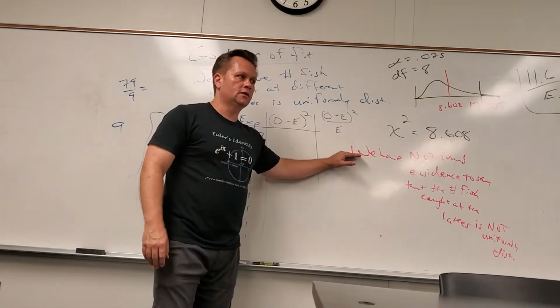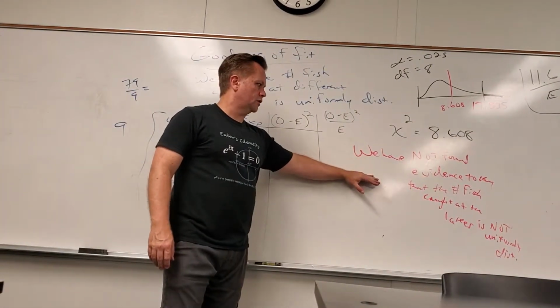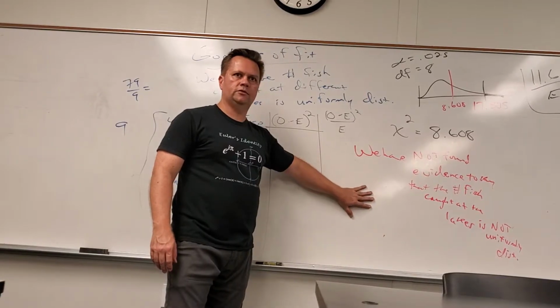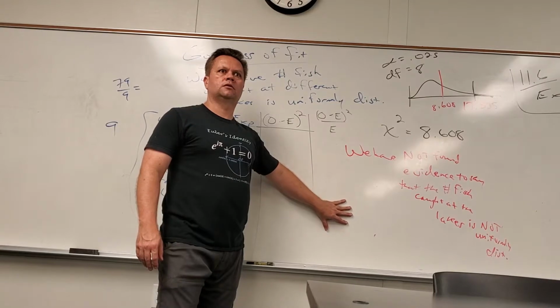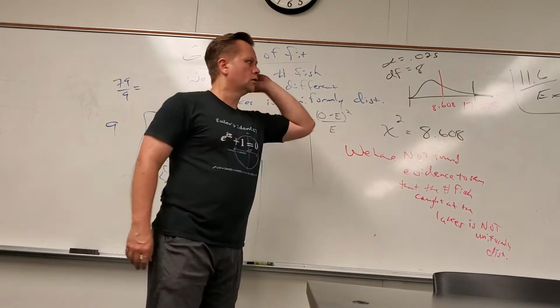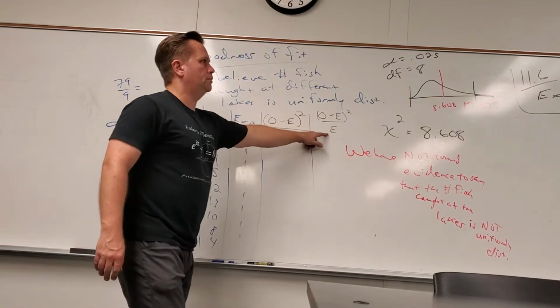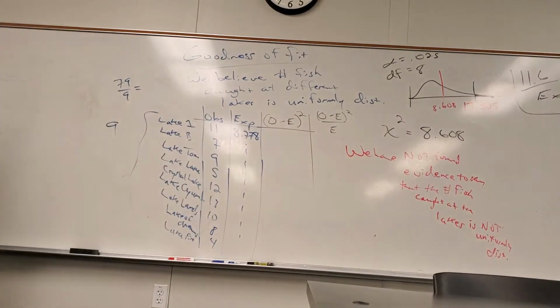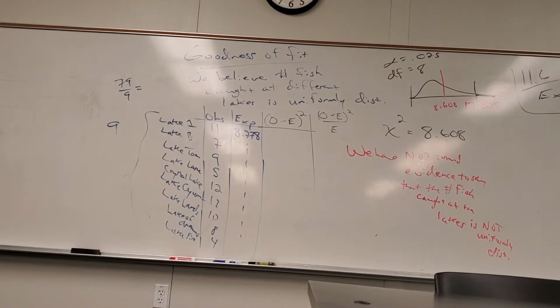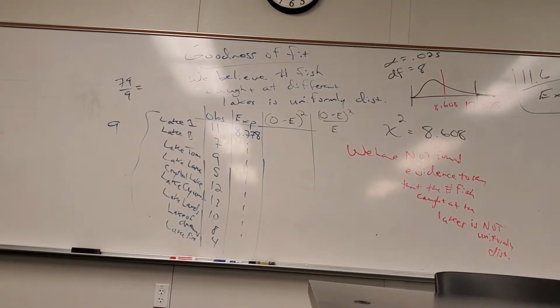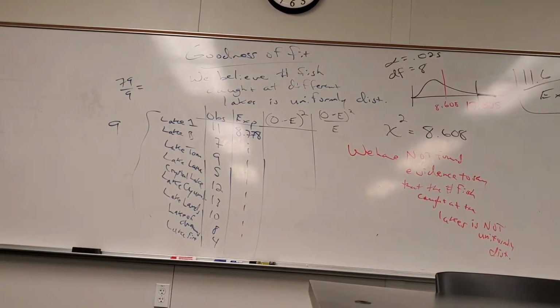Find evidence to say that the number of fish caught at the lakes is not uniformly distributed. Yes? How did you get 8.6 already? Oh, just adding up these. Did you get these values? Yeah, just add them up.